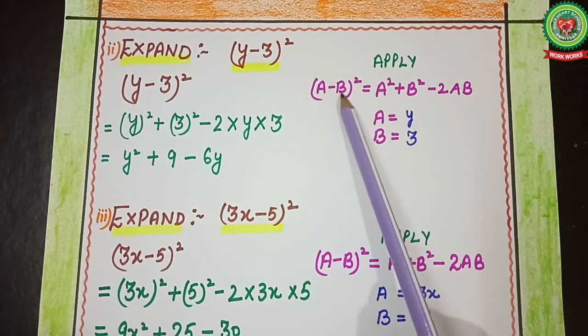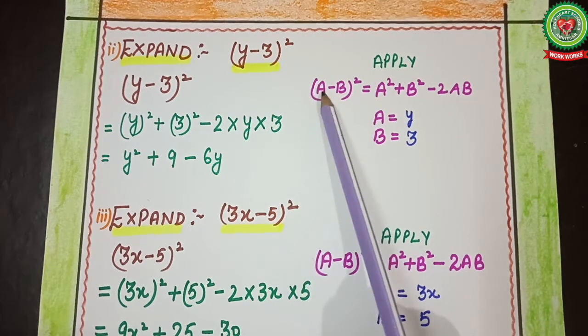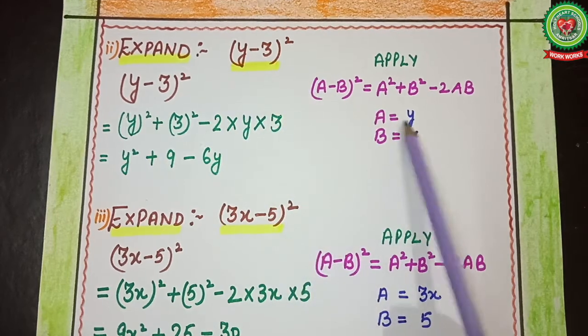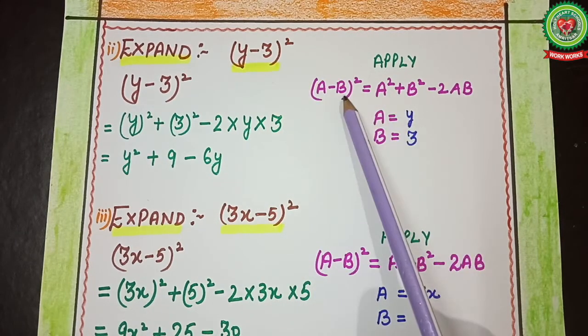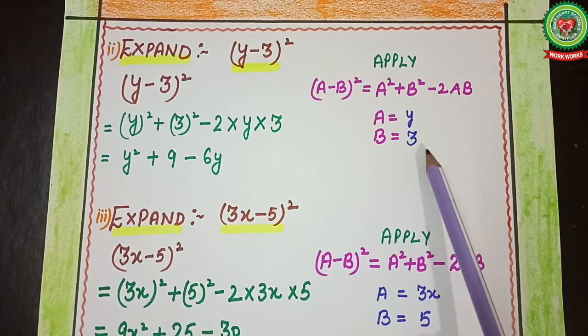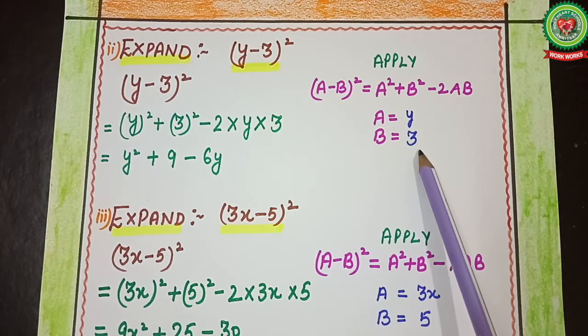From here you can find the values. From the statement you can see the value of a. This is y, so you will write here a is equal to y, and the value of b is equal to what? It is 3, not minus 3. You will write only 3, right?